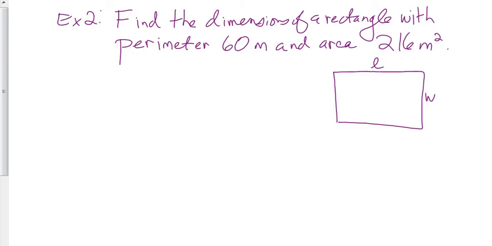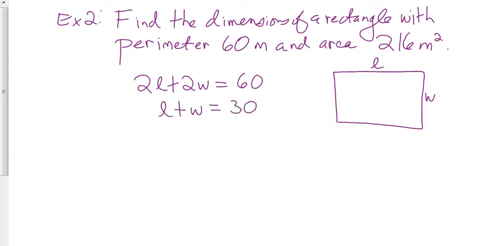Now, what information are we given that we're going to use with the L and the W? 2L plus 2W equals 60, which you immediately want to change and write as L plus W equals 30. And what else do we know? That L times W is 216.